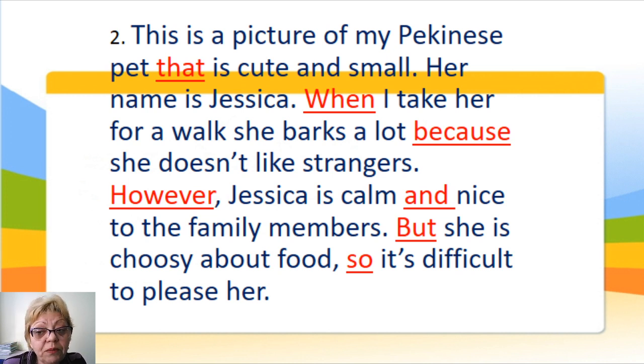This is a picture of my Pekingese pet that is cute and small. Her name is Jessica. When I take her for a walk, she barks a lot because she doesn't like strangers. However, Jessica is calm and nice to the family members, but she is choosy about food, so it's difficult to please her. Ну и здесь можем мы добавить свое отношение. I like this picture because I like dogs, or maybe I don't like this picture because I don't like dogs. So your own attitude, your own ideas.